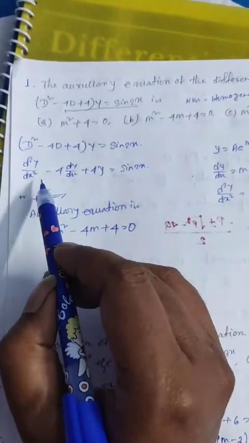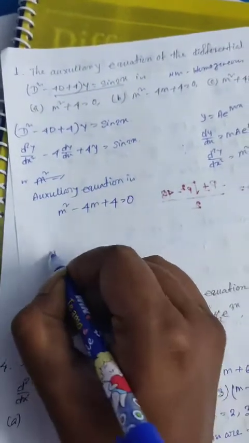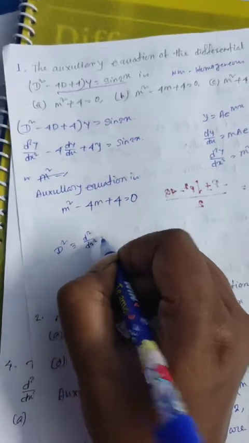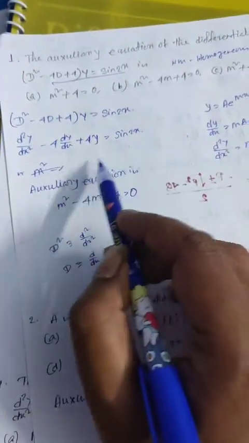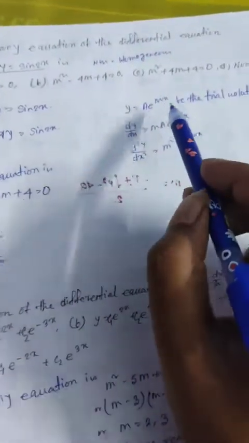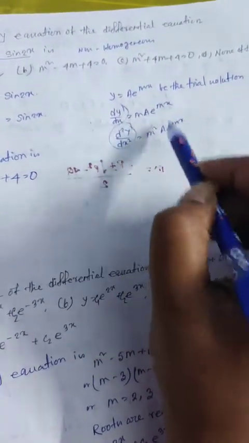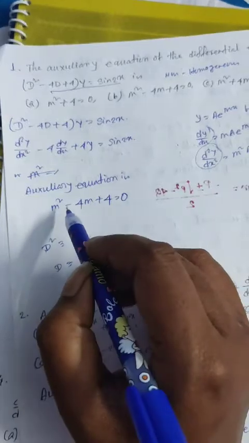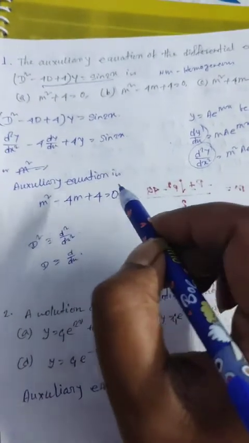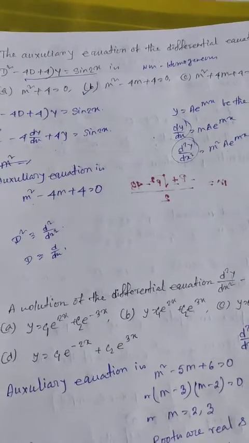That means we can write it in this way: d2y/dx2 minus 4 dy/dx plus 4y is equal to sin 2x, where D2 stands for d2/dx2 and D stands for d/dx. Now from here we have to find the auxiliary equation. That means we take y is equal to A e to the power mx as the trial solution. Now just find dy/dx and d2y/dx2. We get this, and if we put it in this equation, we get the auxiliary equation m square minus 4m plus 4 is equal to 0. So from here we can say that option B is correct. This question was also asked in the exam as a 1 mark question.